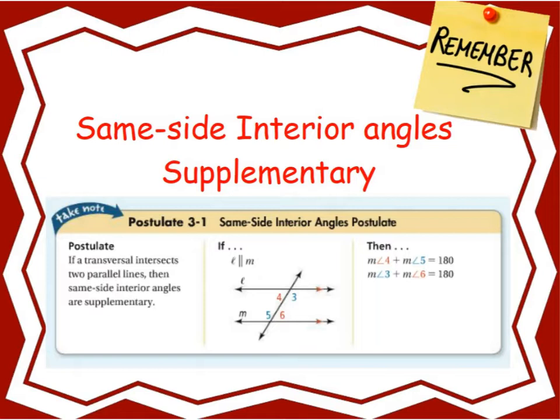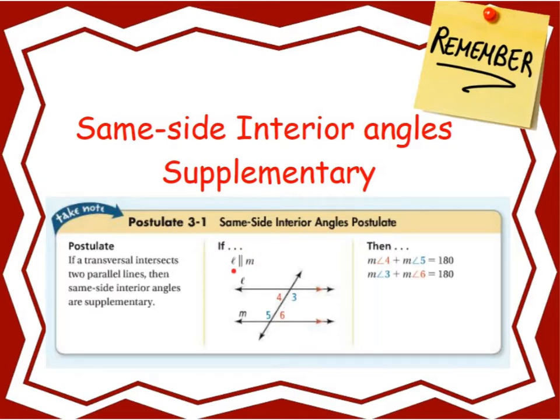So here's a picture, and this is a postulate. Remember, postulates are something we accept without proof. And we accept that same side interior angles, if the lines are parallel, are supplementary. Angles 4 and 5 right here are same side interior, and those add up to 180. Those are supplementary. And 3 and 6 are same side interior.